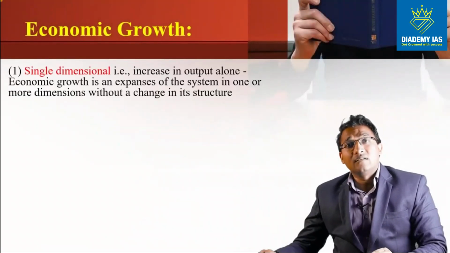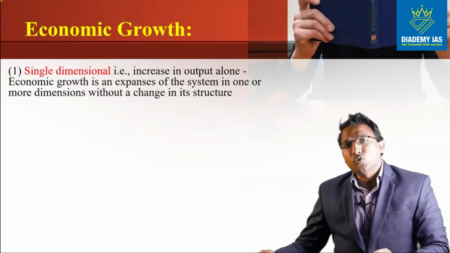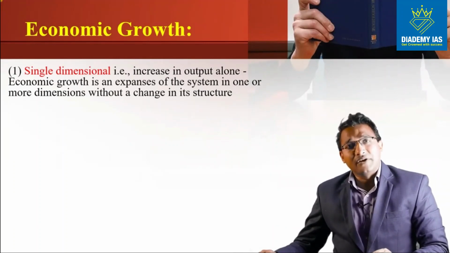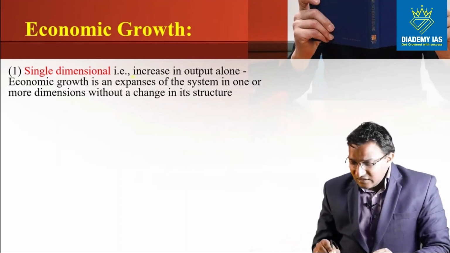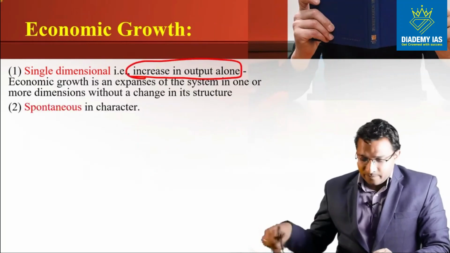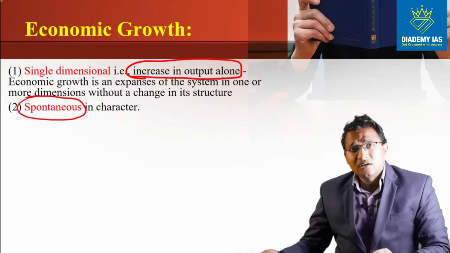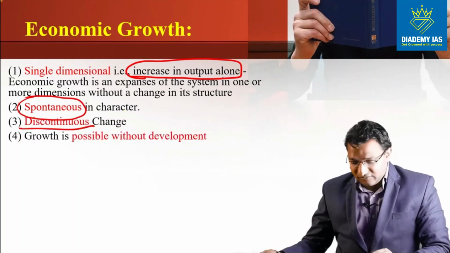So we have seen many things about economic growth, but there are a few things which I discussed verbally, and here I am giving them in written form. So you can see economic growth is single dimensional, which focuses upon increase in output alone, right? So increase in output is the prime parameter. It is spontaneous in character. Spontaneous means it is not long term. Discontinuous, it is not necessarily continuous.